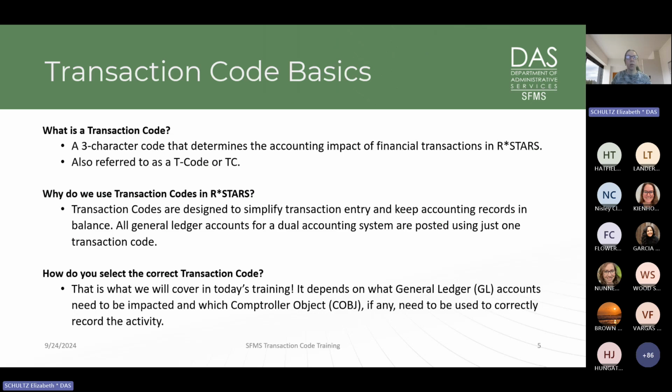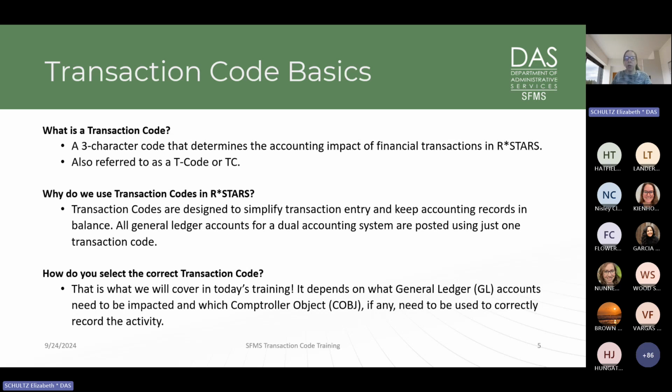So let's start with some basics of what is a transaction code. Transaction codes, it's a 3-character code. It determines the accounting impact of financial transactions in R-stars. So I've already done it today. You've heard me refer to them as T-codes. They're also sometimes abbreviated as TC. It all means the same thing. It's all a transaction code in R-stars.